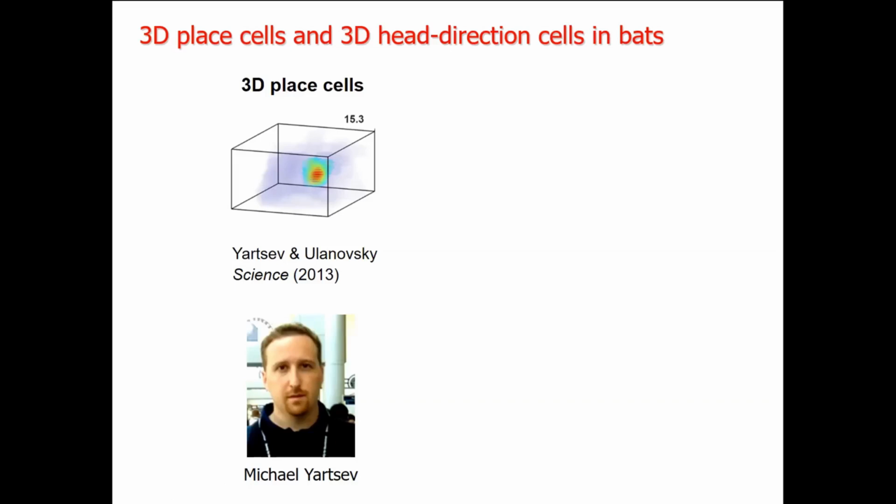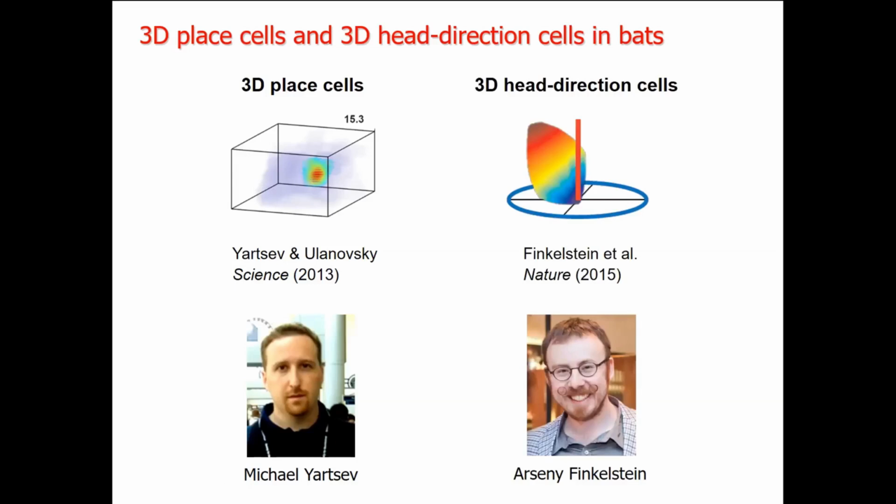And the fact that in the vast majority of the neurons, more than 90% of the neurons, this was a spherical place field, means that the neuron has the same resolution in the X, the Y, and the Z dimension. Then a couple of years later, Arseny Finkelstein, who was also a PhD student in my lab, by the way, today they both have their own labs as PIs, asked: is there a 3D neural compass in the brain, 3D head direction cells?